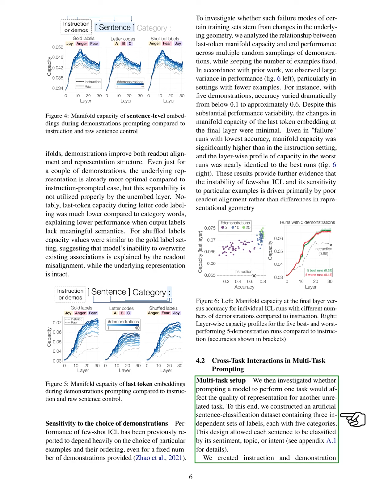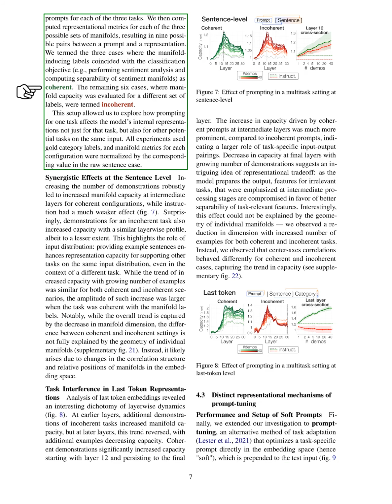Finally, we examined whether prompting for one task affects representation quality for unrelated tasks. We created a dataset with 3 independent sets of labels, allowing us to classify sentences by sentiment, topic, or intent. We generated instruction and demonstration prompts for each task and computed representational metrics for the different sets of manifolds.